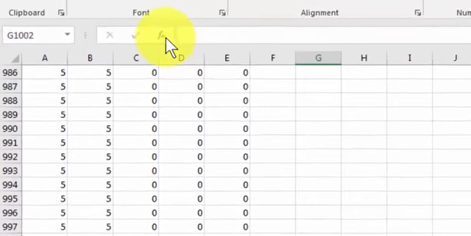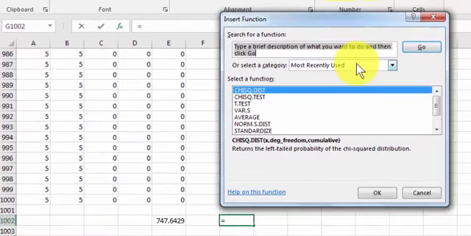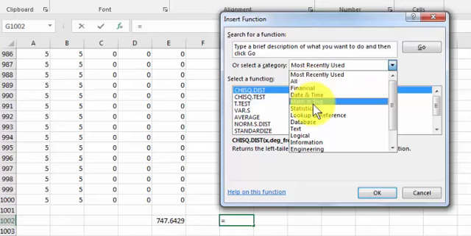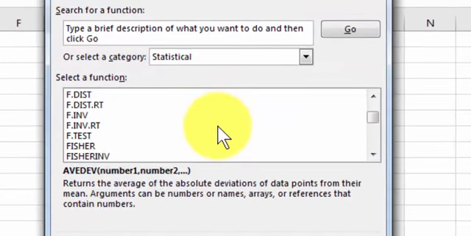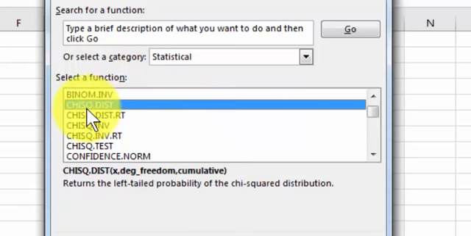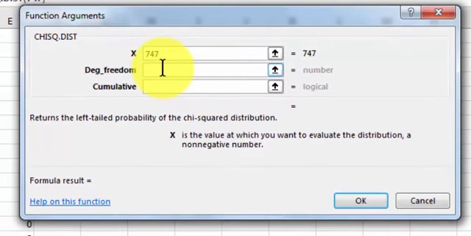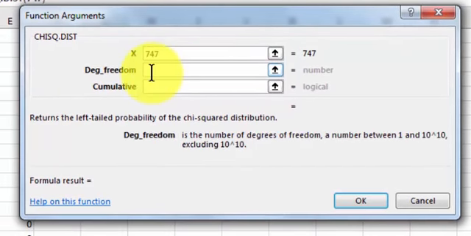Believe it or not, you're going to go to the function bar. Make sure you're in statistical up here. Where's statistical? Bam. And you're going to scroll down to chi-squared distribution. Okay. You're going to type in your chi-squared test statistic. That's the first number, right? And it's 747. You don't even need the decimals. I'm telling you, this is too giant.